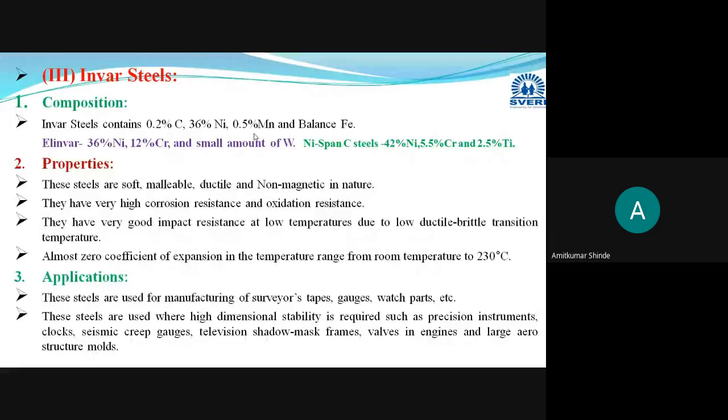Okay, I will explain it. In the previous type also I mentioned this low ductile brittle transition temperature. At that time also you did not ask me. If you have any query, you can ask me. Okay, I will explain it.